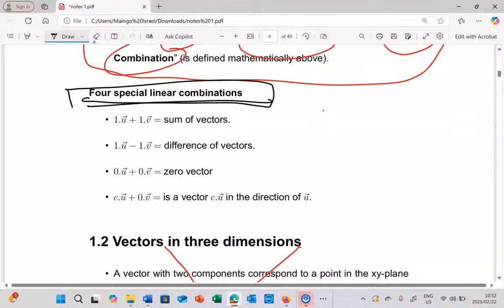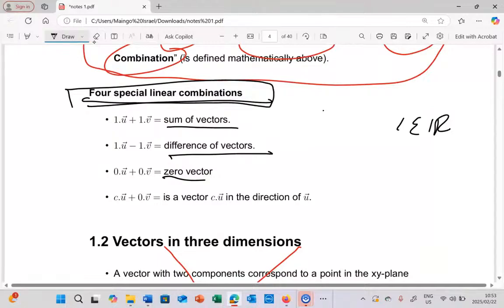This is a simple linear combination. We've got the sum of vectors, which is just 1 times u plus 1 times v. We've also got the difference of vectors, with the same scalar, which is 1. 1 belongs to the real numbers. Remember, we told you that the scalar is always a real number. Now we've got a zero vector. You know what a zero vector is?